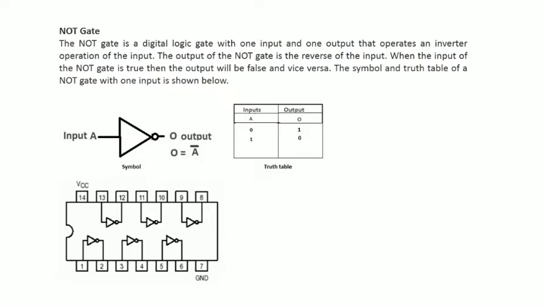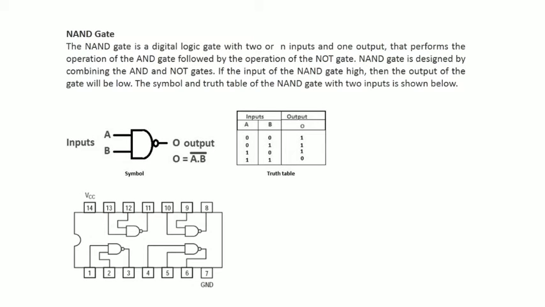Here the IC for the NOT gate is 7404, which has one input and one output for each gate. Observe here, pin number 1 is the input, pin 2 is the output. Similarly, 3 is the input, 4 is the output, 5 is the input and 6 is the output. The total gates present are 6, so it is called the hex inverter NOT gate IC, number 7404.